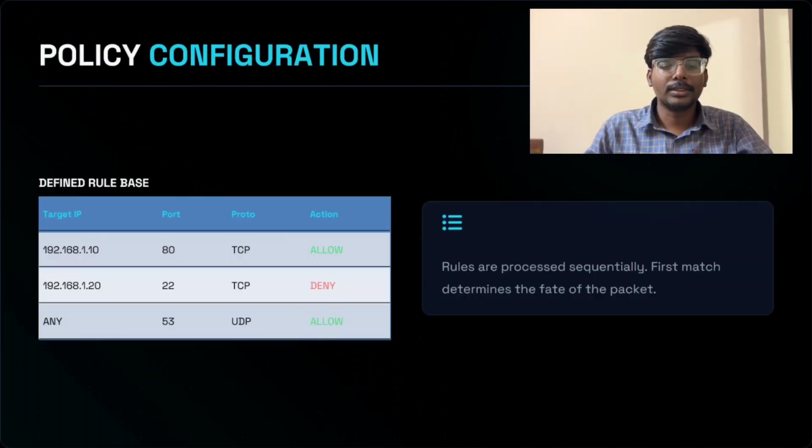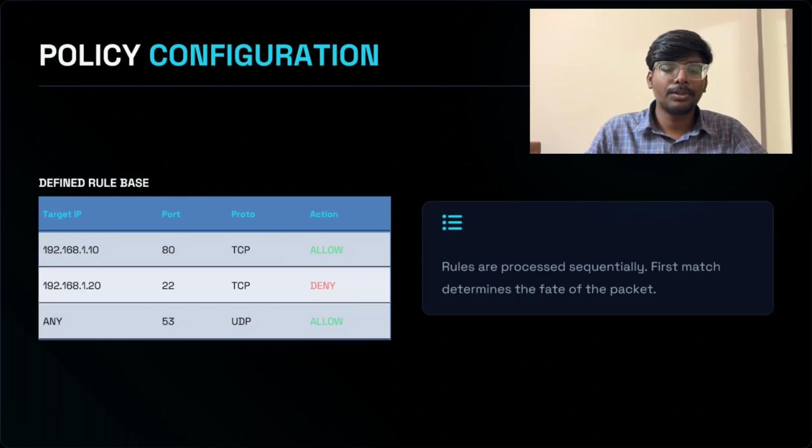In our implementation, we defined a set of rules to simulate real-world scenarios. For example, traffic from 192.168.1.10 on port 80 using TCP is allowed. Traffic from 192.168.1.20 on port 22 is denied. All DNS traffic on port 53 using UDP is allowed.